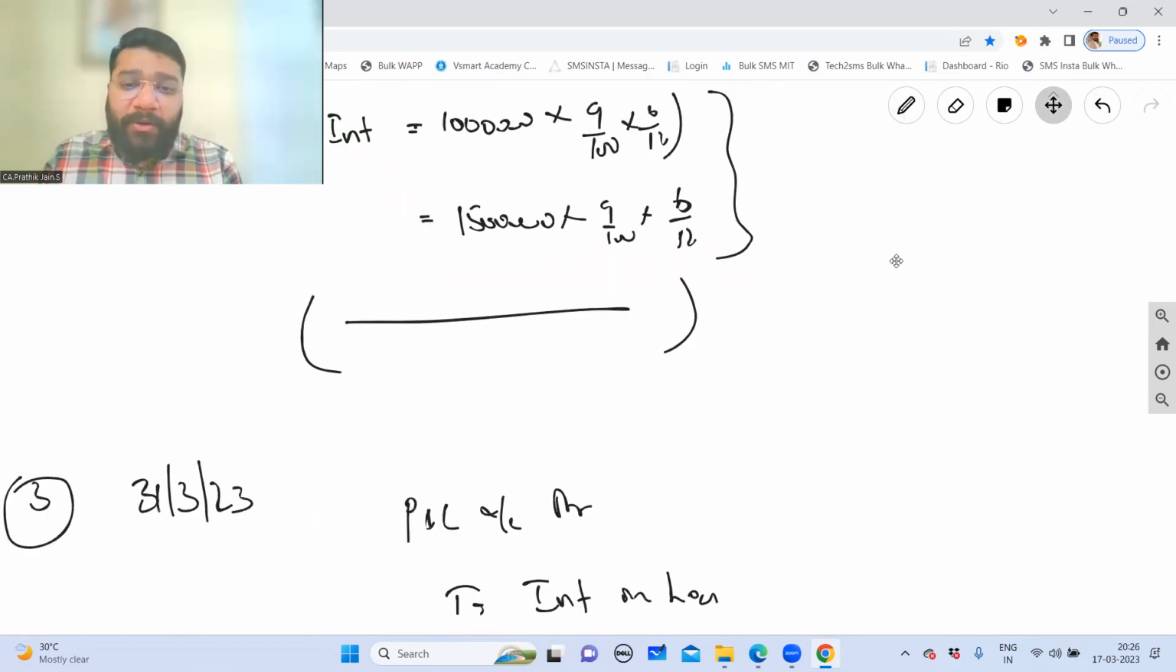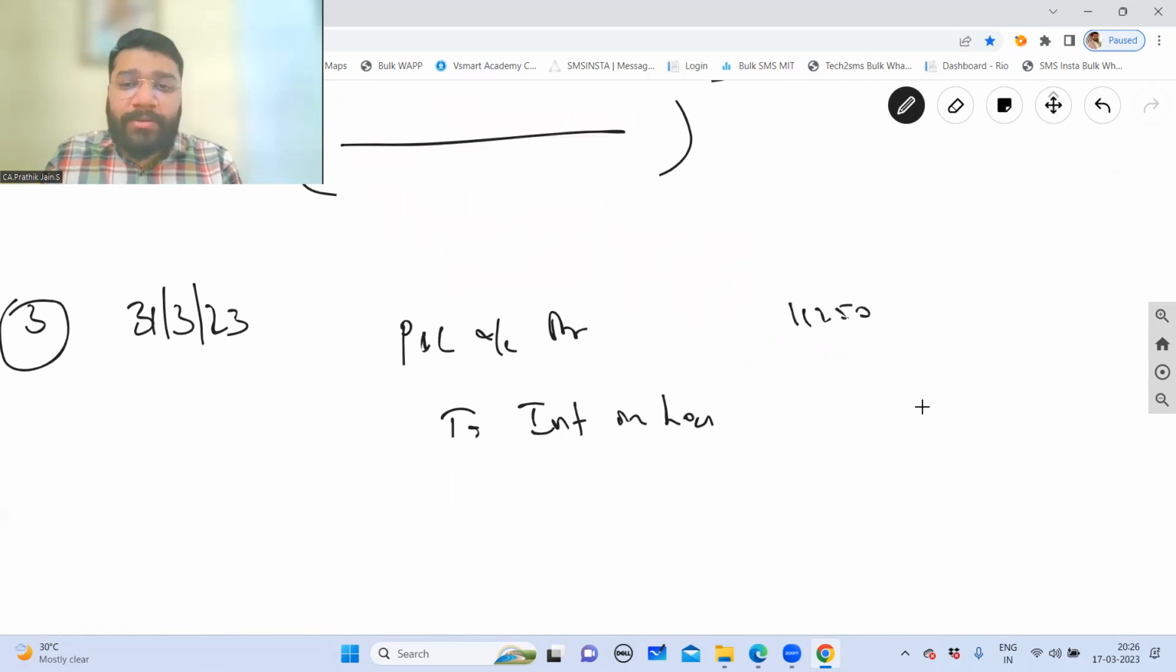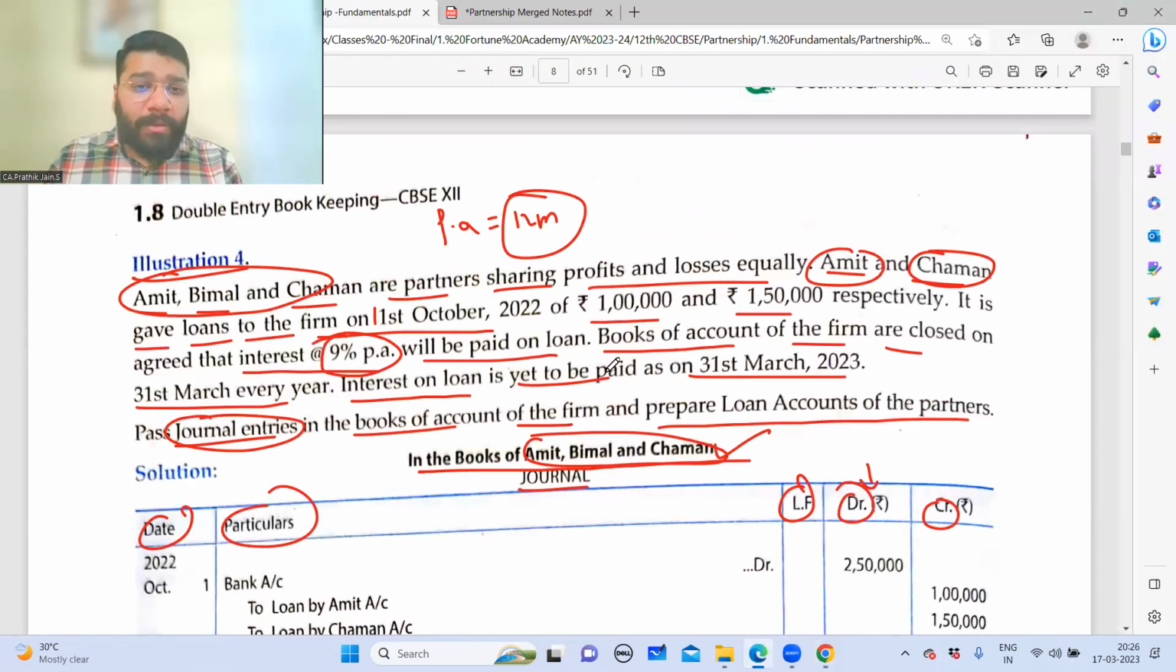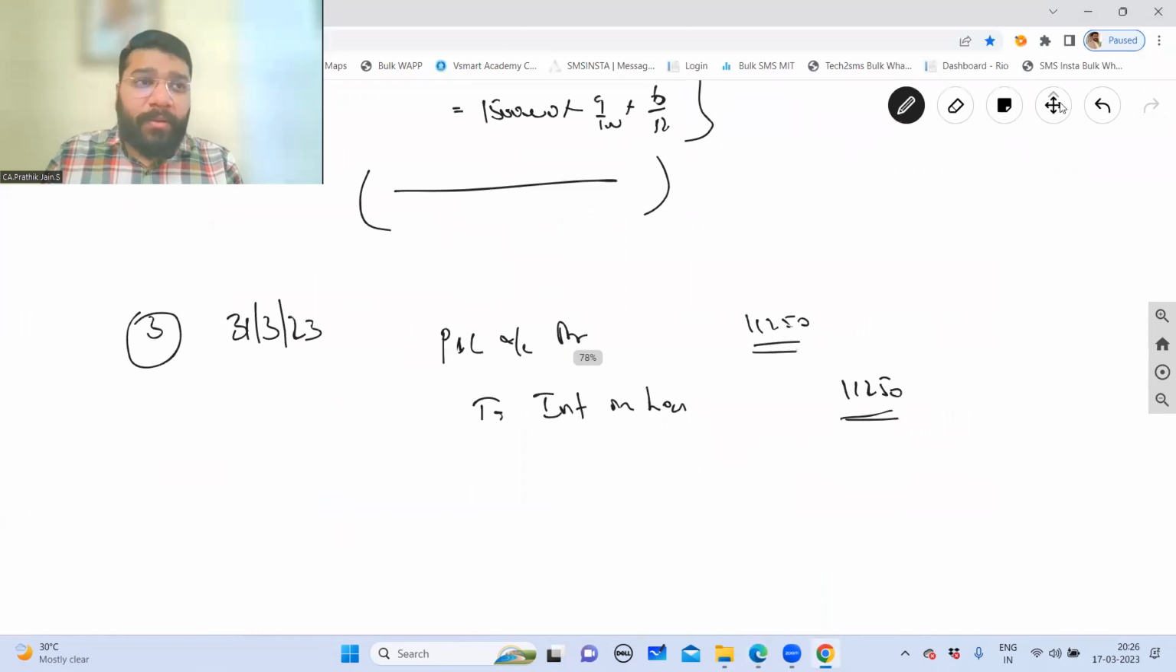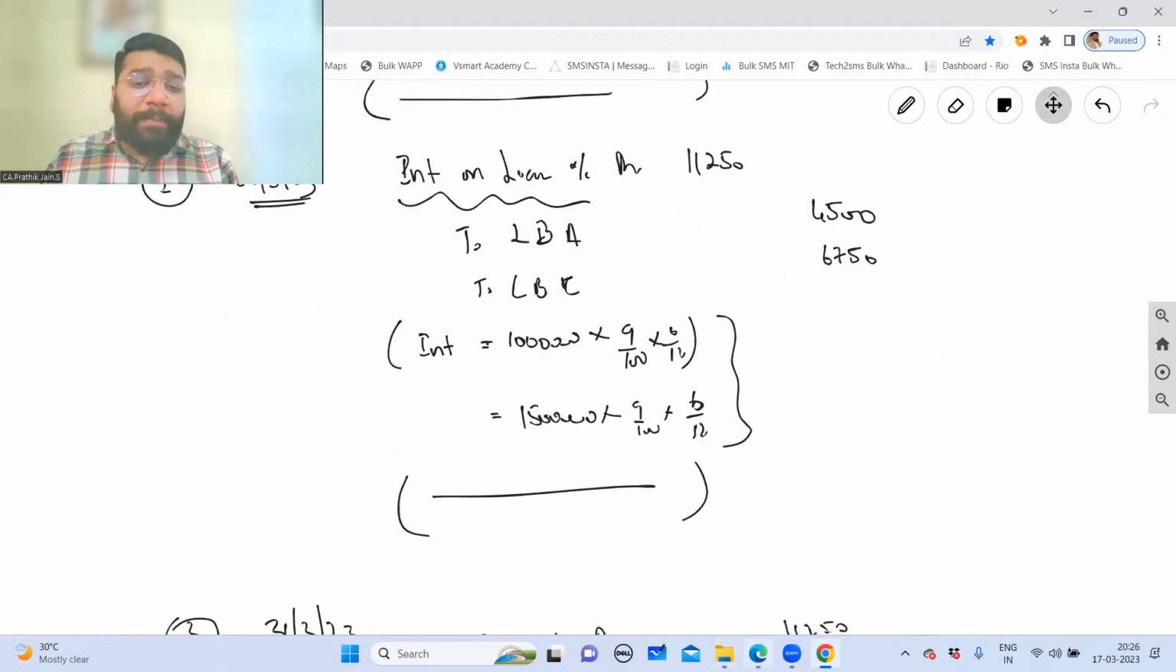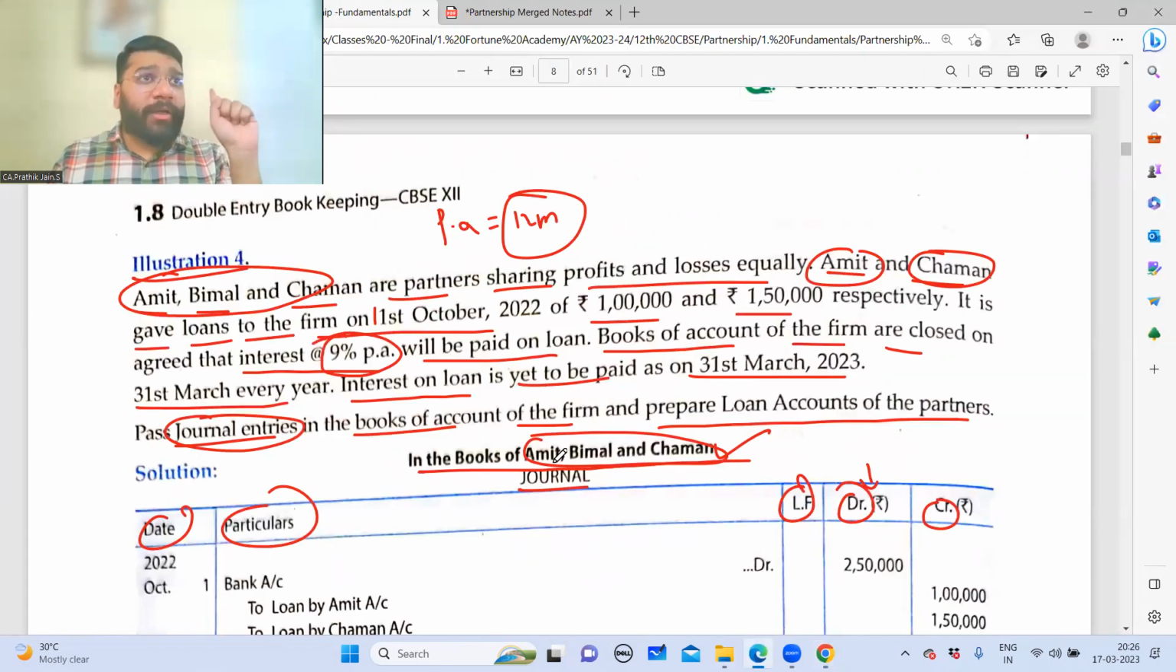Now this total is 11,250. Any problem, people? So what about loan by Amit and loan by Chaman? You wrote a loan by Amit. That is a liability. Now guys, interest paid has not happened. Look at the last line. Guys, very important. Don't write the payment entry and come. The last line very clearly says that interest on loan is yet to be paid. So payment entry will not come. You've not paid. You'll stop with these 3 entries.